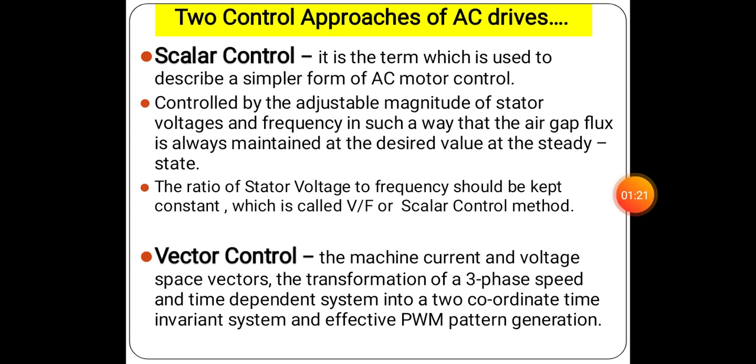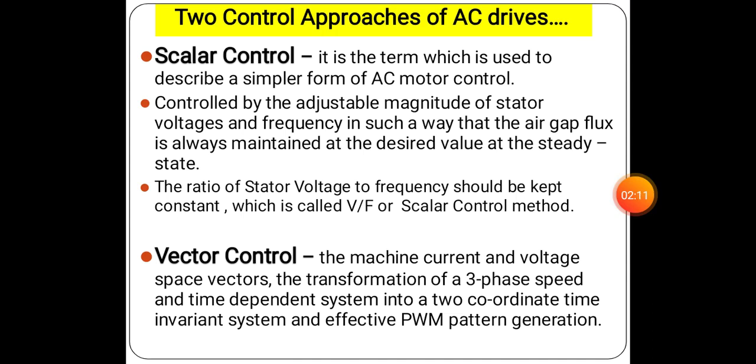We have two control techniques of AC drives. One is scalar control and the second one is vector control. First, scalar control is a term used to describe a simple form of AC motor control, controlled by the adjustable magnitude of stator voltage and frequency in such a way that the air gap flux is always maintained at the desired value at steady state. That means scalar control is nothing but the V/F method. According to this method, we can control only speed, not torque. So for that, we are going towards vector control methods.